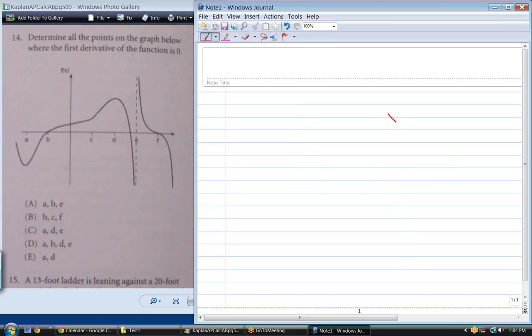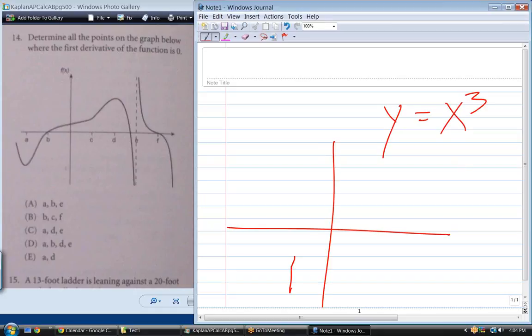If I graph this function right here, y equals x cubed, that looks like this. And that is a horizontal tangent line right there.